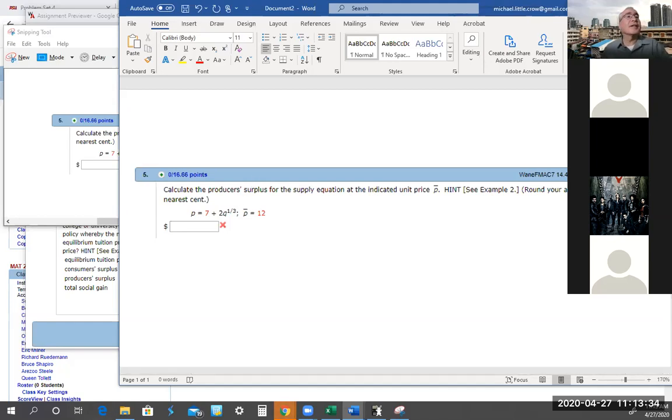Let's see. Yeah, okay. So again here, we are doing producer surplus. So we're going to want to go the integral from P bar minus P, and we'll use, instead of Q, we'll use X because that's what we'll be putting in, to the 1/3 power, which is a cube root.